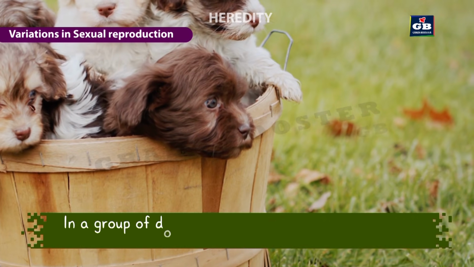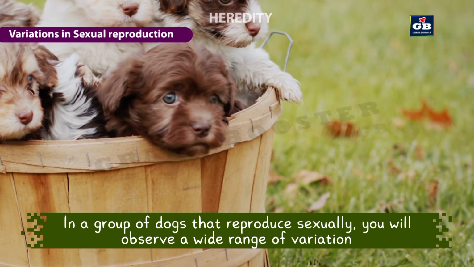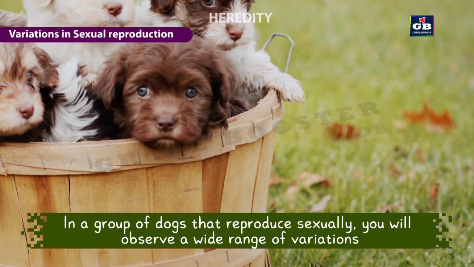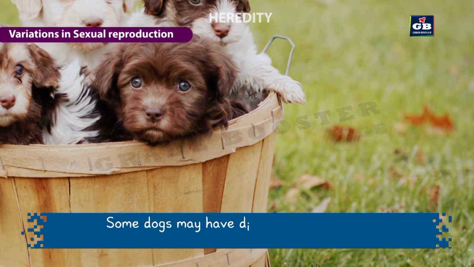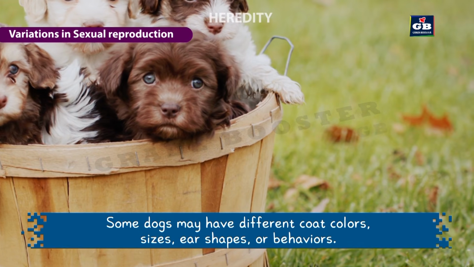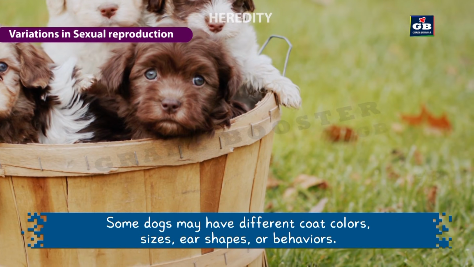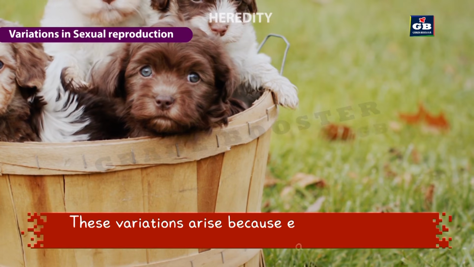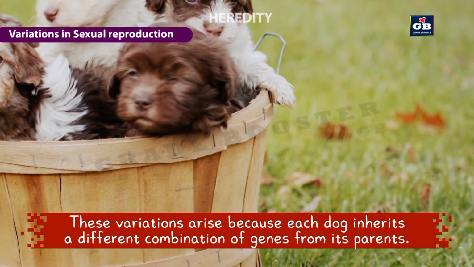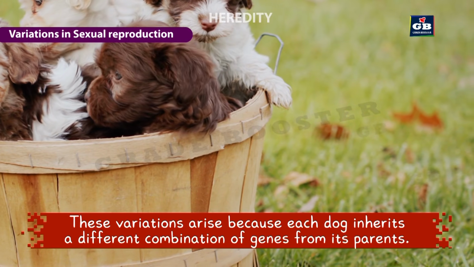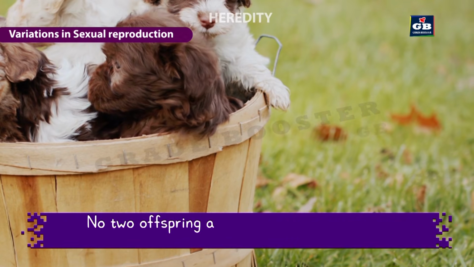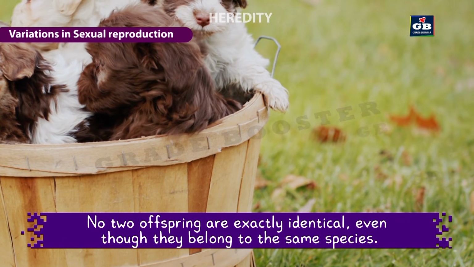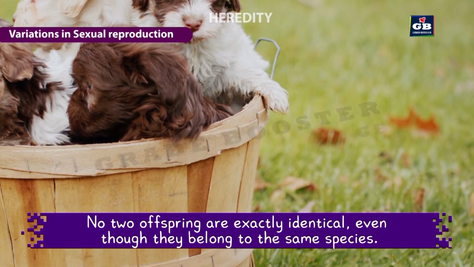Example: in a group of dogs that reproduce sexually, you will observe a wide range of variations. Some dogs may have different coat colors, sizes, ear shapes, or behaviors. These variations arise because each dog inherits a different combination of genes from its parents. No two offsprings are exactly identical, even though they belong to the same species.